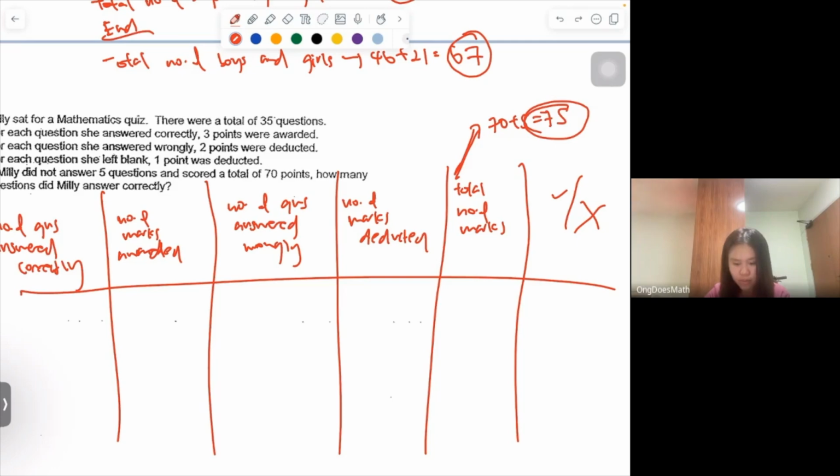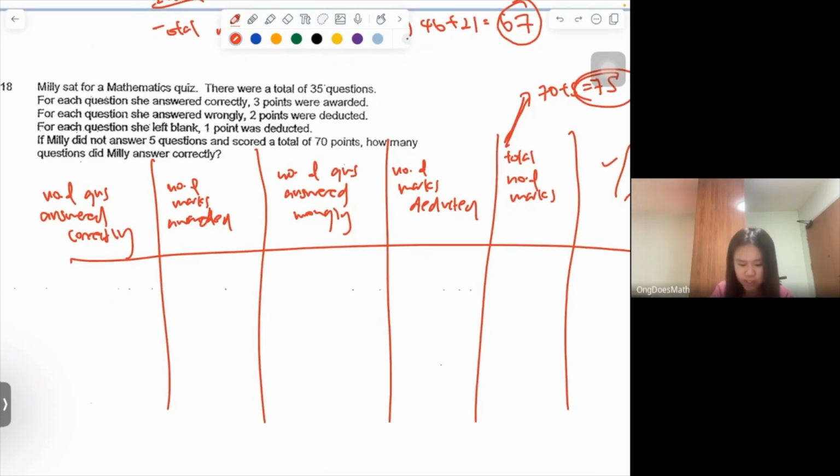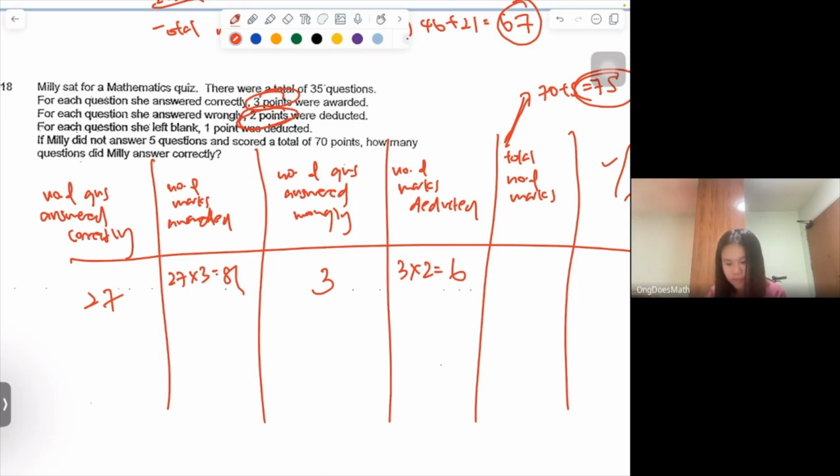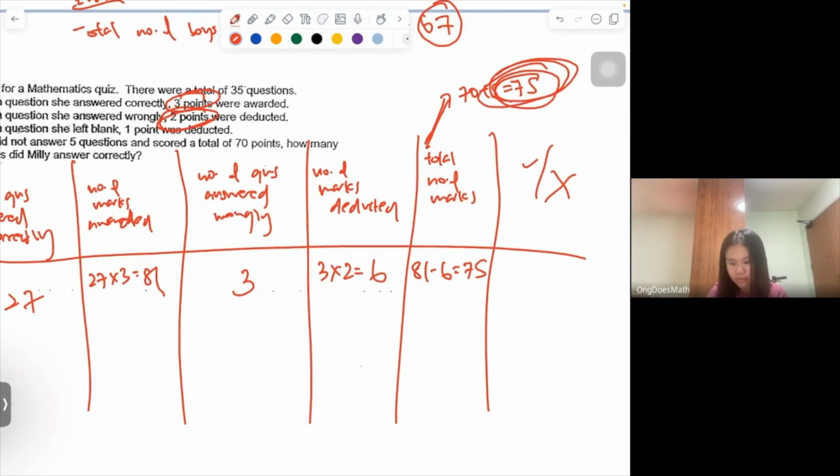Okay, so just now we already concluded 27 questions were answered correctly, and 3 questions were answered wrongly. So we can check. If you get 27 answered correctly, you'll get 27 times 3 marks. This is the number of marks you're awarded, which is 81. If you have 3 questions answered wrongly, the number of marks deducted is 3 times 2, which is 6. So I'm referencing these 2 numbers here. So total number of marks will be 81 minus 6, which will give you 75, which is exactly what you want. That's why it's a tick here.